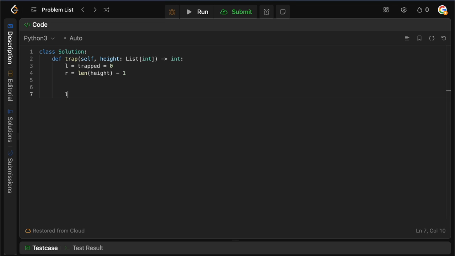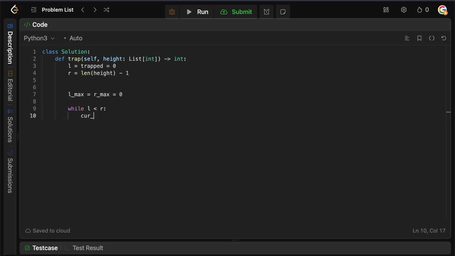Okay, so we're going to have the left maximum equal the right maximum, and this is going to equal 0. And now, like I said, we're going to move the left pointer to the right and the right pointer to the left, and when they cross, that is when we're done. So we're going to say while left is less than right, the current left position is going to equal heights of L, and the current right position is going to equal heights of R. Okay, now what we need to do is actually update our left and right maximum, because our current position may actually be an obstacle, and it may actually be the new highest point that we can use to trap in the future, right?